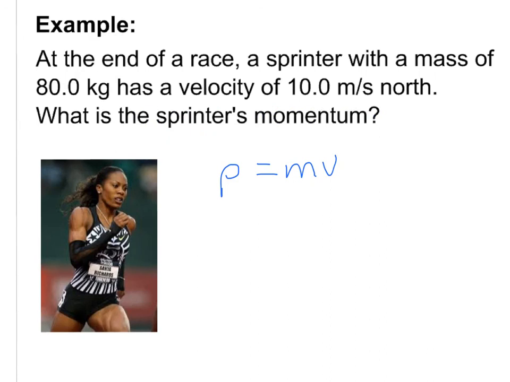I'm also given some great valuable information. I'm given her velocity in meters per second. Isn't that nice? I don't have to do any converting. And I'm given her mass, 80.0 kilograms. It's in the right units too. So this is a very easy plug and chug problem. I'm simply going to plug in my mass and my velocity in the correct units already and chug away in my calculator and get the right answer.